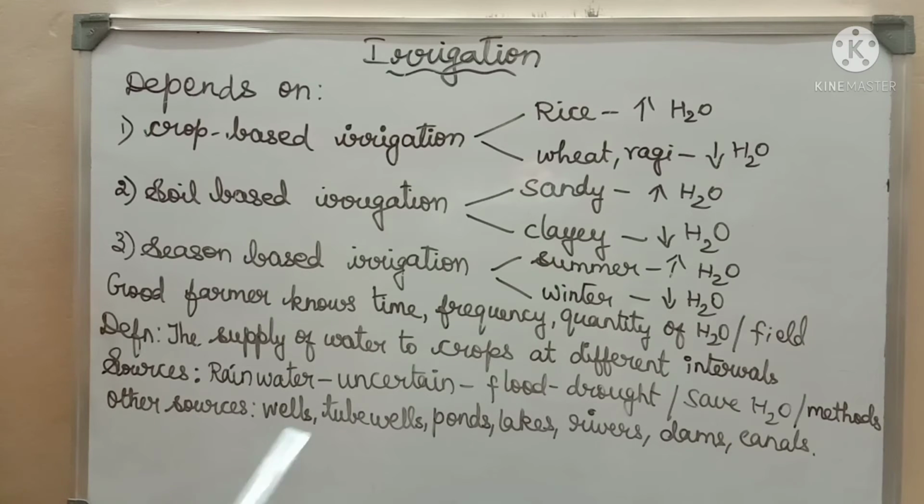Apart from rainwater, what are the other sources? Wells, tube wells, that is borewells, ponds, lakes, rivers, dams, canals. These are the other water sources that help to irrigate the field. Clear, children?